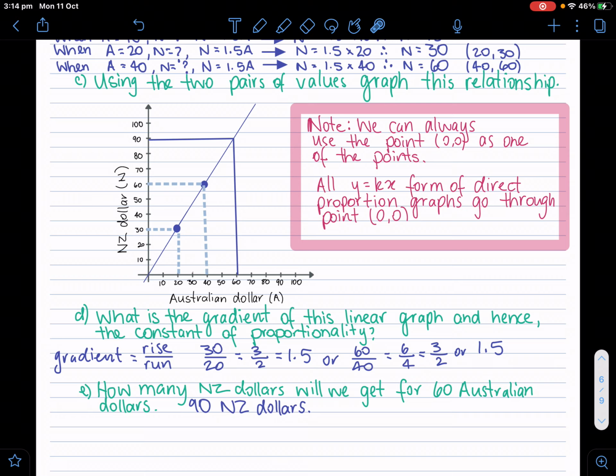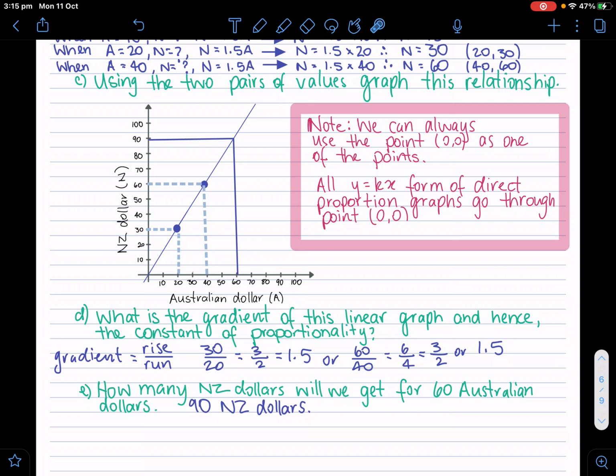We know that gradient is rise over run. Now the first dot point rises 30 and runs 20. 30 over 20 equals 3 over 2, which equals 1.5. Now the second dot rises 60 and runs 40. 60 over 40, or 6 over 4, or 3 over 2 equals 1.5 as well. So you notice the gradient is the same as the constant.